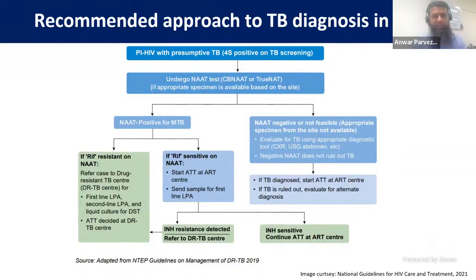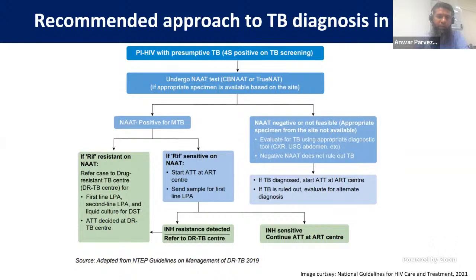And if rifampicin is sensitive, then we start ATT, anti-TB treatment, in the ART center itself. And we start ART in those patients. But simultaneously, we also send the sample for first-line LPA for detection of INH resistance. Because the results will come a bit later, if we diagnose INH resistance in these patients, we send them again to DRTB centers for further investigation and management. And if INH resistance is not there, which means the patient is sensitive to both rifampicin and INH, the patient will continue on the same anti-TB treatment at the ART center itself along with the ART.